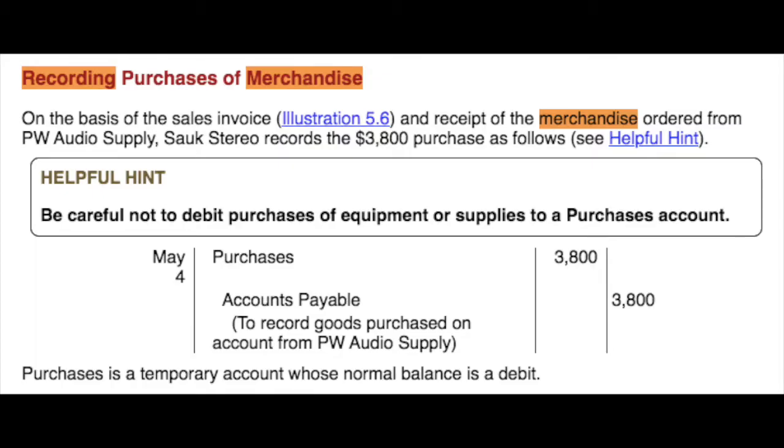Recording purchases of merchandise. So now we're on to the buyer. Purchases is a temporary account whose normal balance is a debit. So if you can see here in the illustration, on the basis of the sales invoice and receipt of merchandise ordered from PW Audio Supply, Sauk Stereo records the $3,800 purchase as follows. So as you can see, they set it all up for you right there, the original purchase and the product. So that's what's being shown. And make sure you guys are careful not to debit purchases of equipment or supplies to a purchases account.